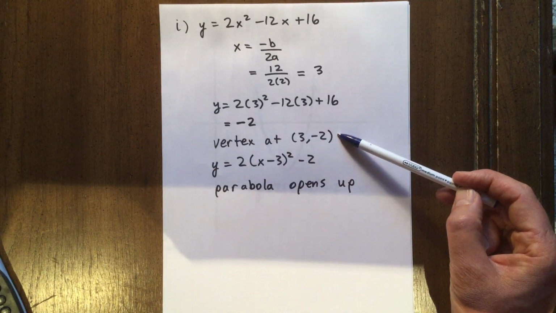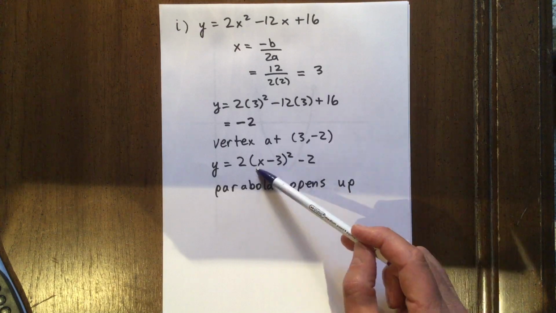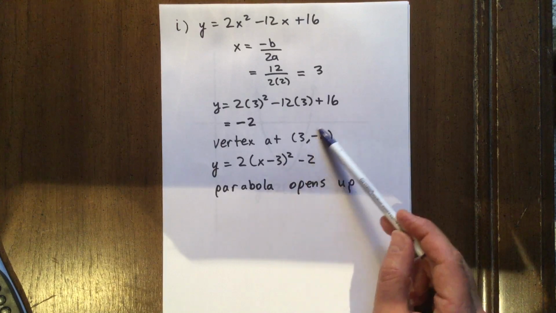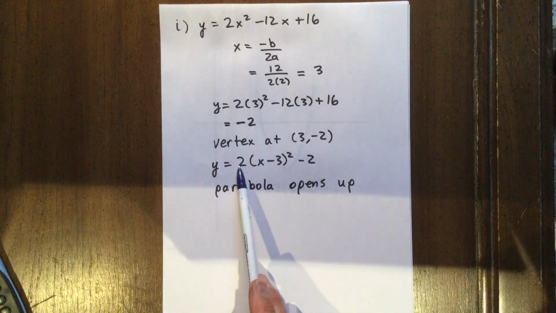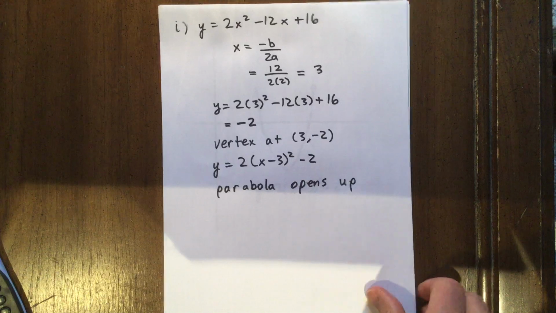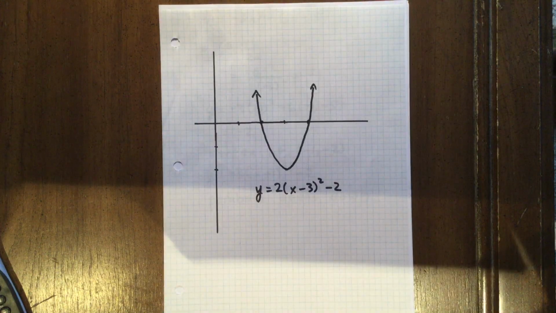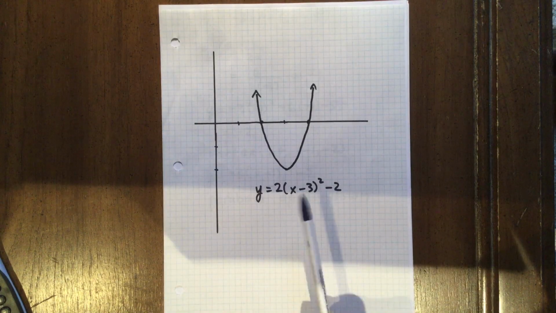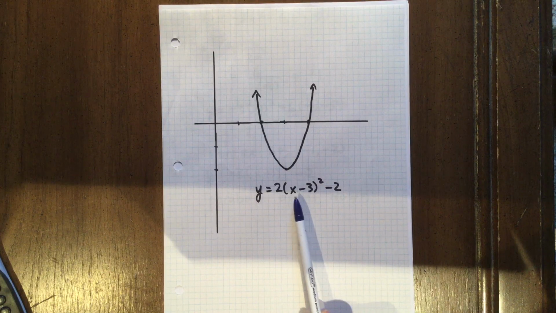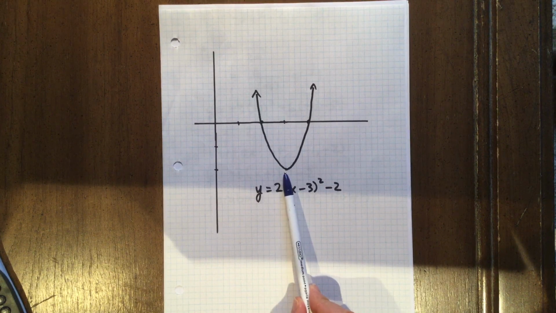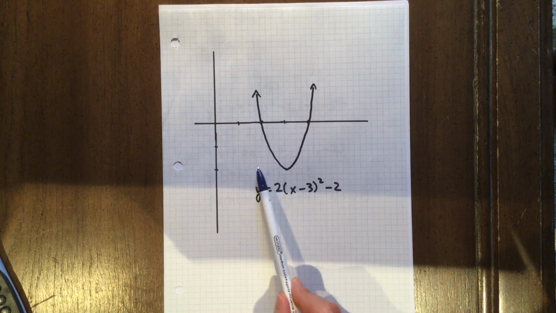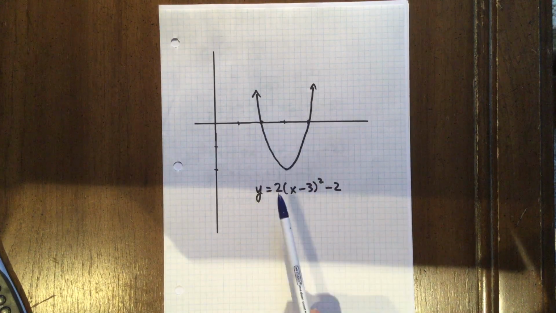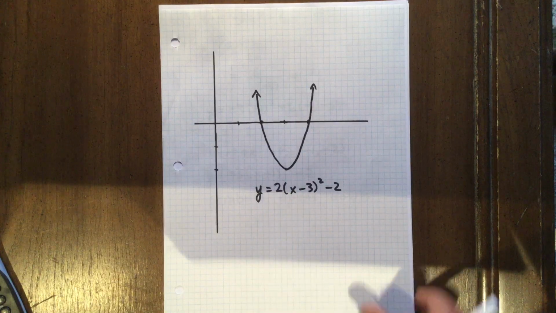I then go to state it in vertex form, which means I change this sign in the bracket, make it x minus 3 squared, but I leave that sign the same, and the lead coefficient stays the same. Since the lead coefficient is positive, the parabola opens up, and I can draw a decent sketch. My vertex is at (3, -2), and if I go 1 unit to the left or 1 unit to the right of that vertex, I'll be going up 2 units because that's the lead coefficient.